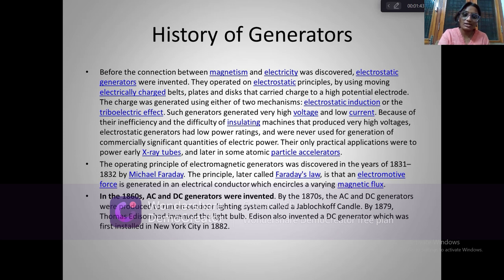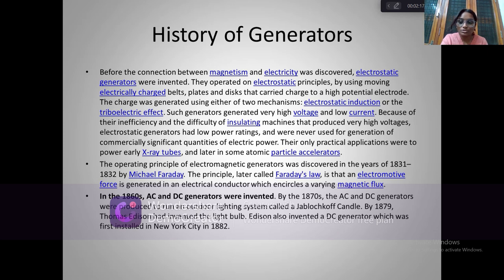The operating principle of electromagnetic generators was discovered in 1831 to 1832 by Sir Michael Faraday. The principle, later called Faraday's law, is that an electromotive force is generated in an electric conductor which encircles a varying magnetic flux. In the 1860s, AC and DC generators were invented, and by the 1870s, they were produced to run an outdoor lighting system called the candle.